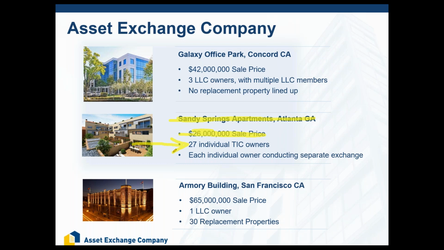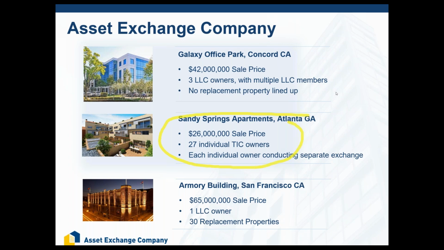When the property is sold, guess what? Every single taxpayer who owns that property can do an exchange. And guess what? If 26 people decide not to exchange, you, as the 27th owner, can still conduct an exchange. Because what happens when you own real estate is that the taxpayer who owns the property is eligible to do an exchange or not. And in this case, we had 27 individual taxpayers who were on title to the property.